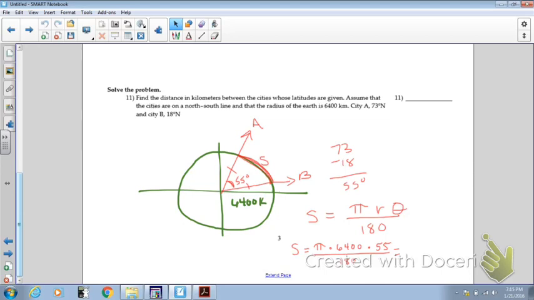and I get 6,144 kilometers. And that's approximate.